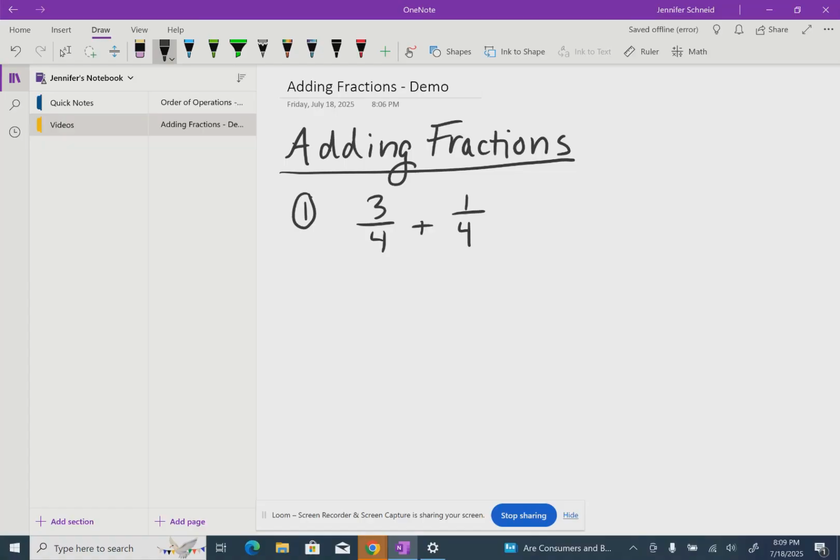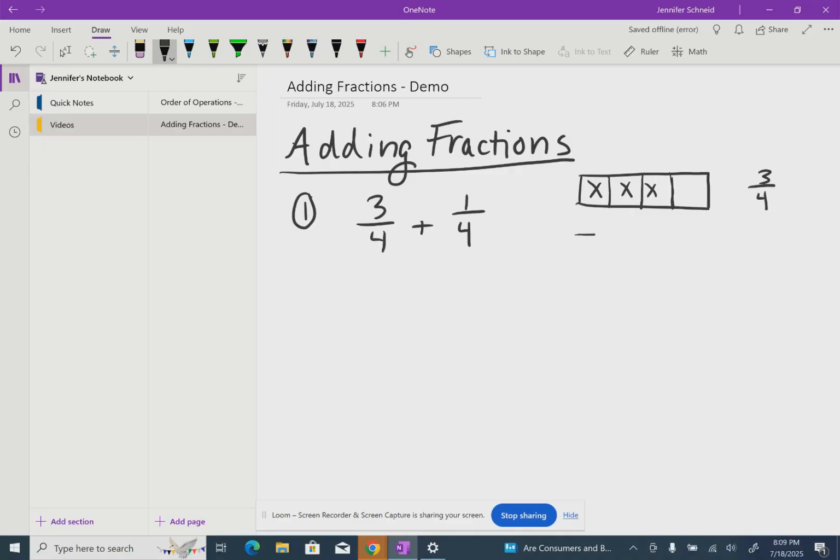Now, when we add fractions with the same denominator, I like to think of 3/4 as we're going to take a candy bar and cut it into 4 equal pieces. So first I cut it in half, and then I cut each half in half again. And so if I eat 3 out of 4, that is 3/4.